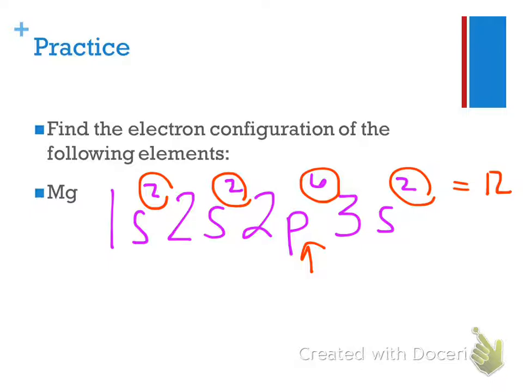6 is the absolute most that the p orbitals could hold. The d block can hold 10, because there are 5 different orbitals there. The f block can hold 14. So you go back to your cheat sheet. After the 3s orbitals, you would go 3p, and then you'd go 4s, then 3d, then 4p. So you follow along that path.